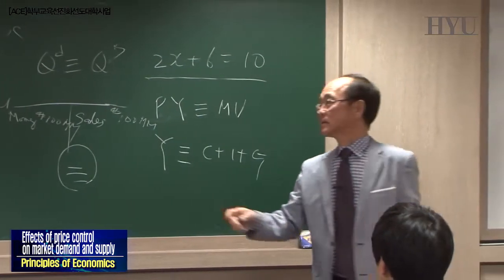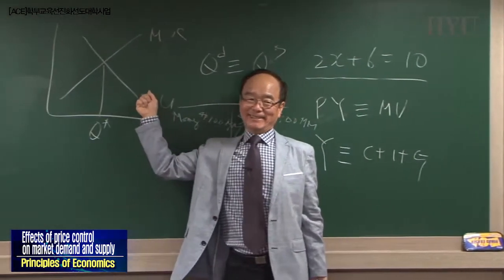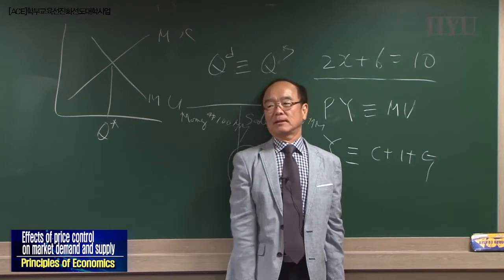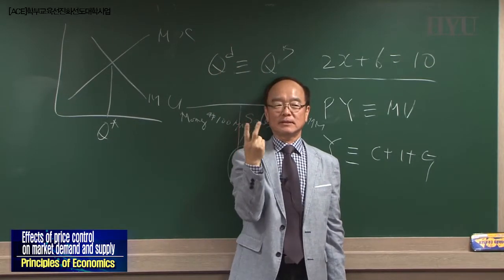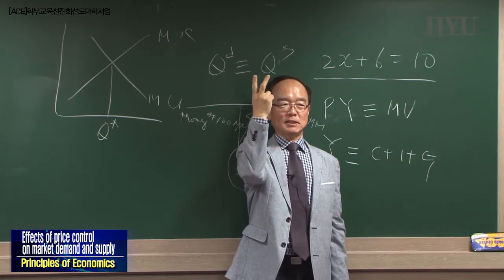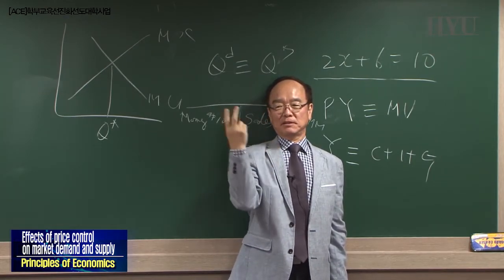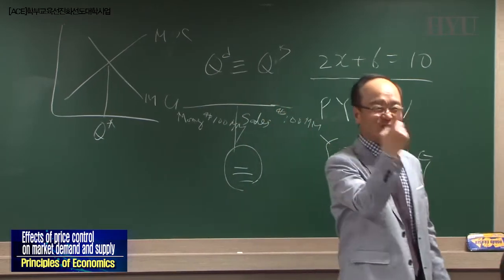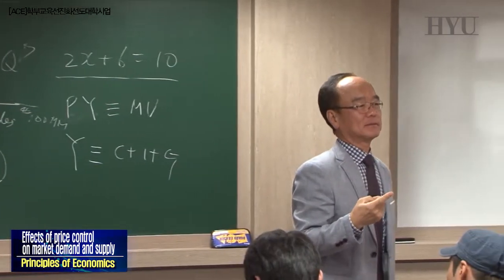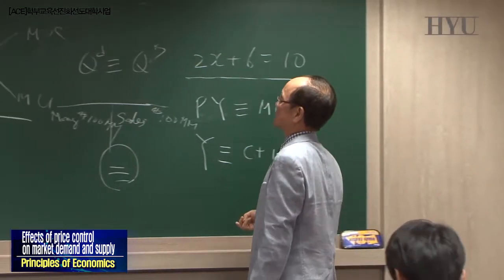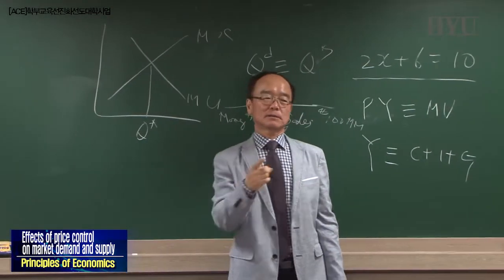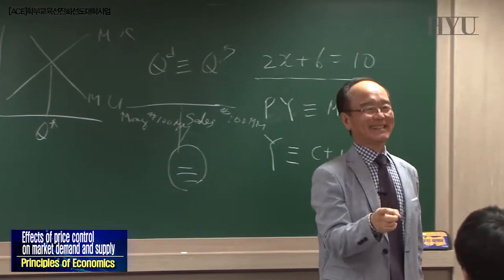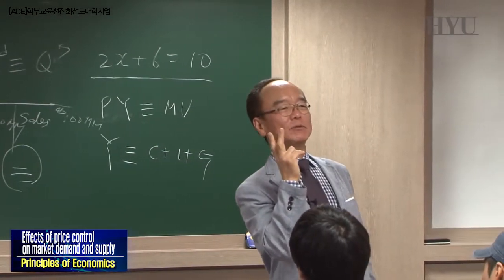Okay. Is that clear? So this is guaranteed, thanks to two great laws: the law of diminishing benefit and the law of increasing cost. Because of these two laws, there should be an equilibrium. That's one thing: equilibrium is guaranteed.